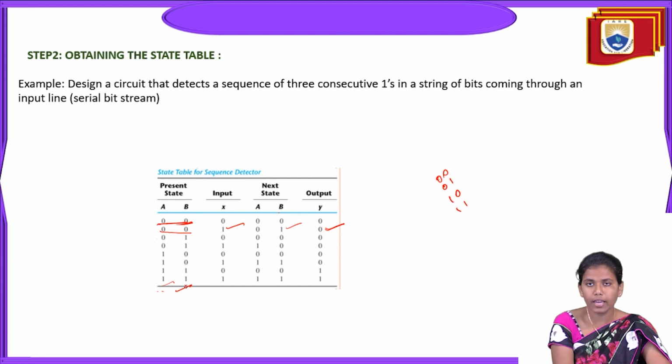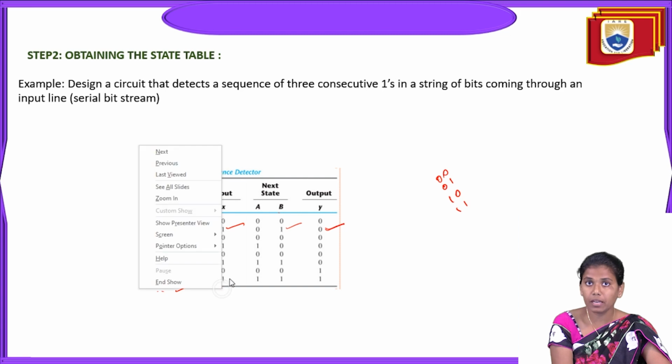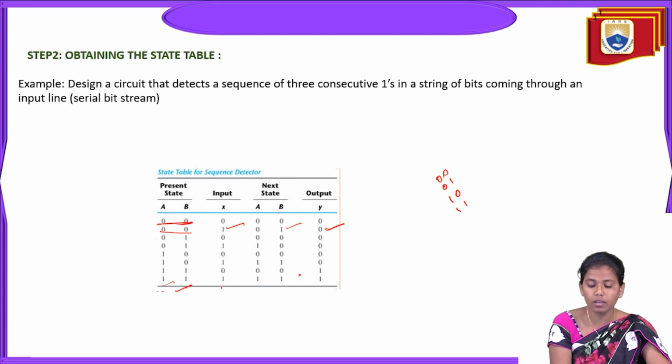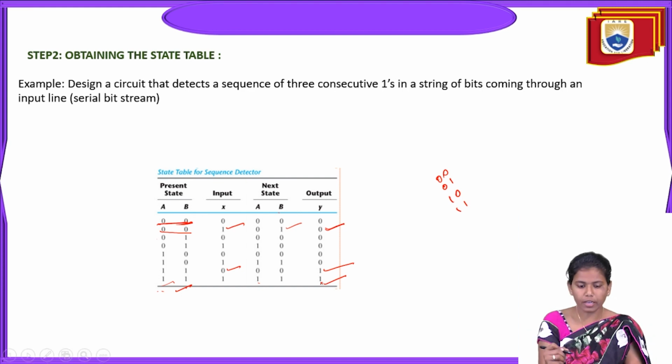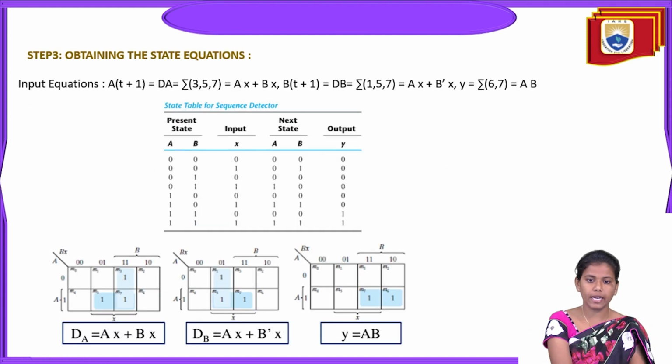So when my A and B are 1 with respect to the input as 1, the transition goes with the next state as 1, 1 with the output 1. And if you observe here, my present states are 1, 1, but my input is 0. When my input is 0, the transition goes with the output as 1. After the state table, the state equations will be made, right?